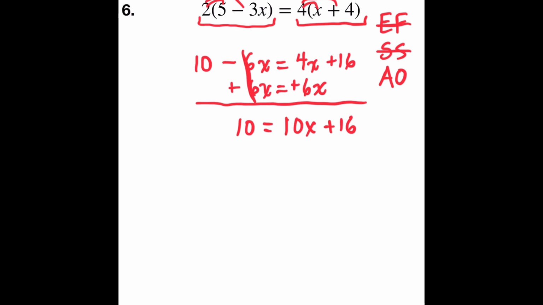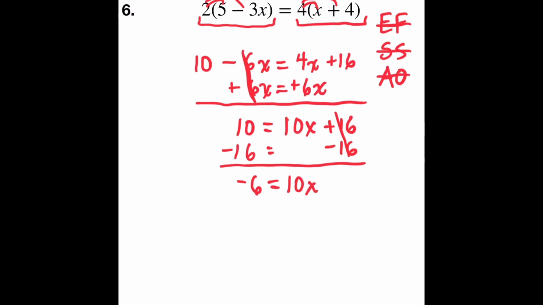However, I have to now add the opposite of 16, which is negative 16, to both sides in order to isolate the 10x on the right-hand side. So 10 minus 16 is negative 6. On the right side, 16 minus 16 is 0. 0 plus 10x is 10x.